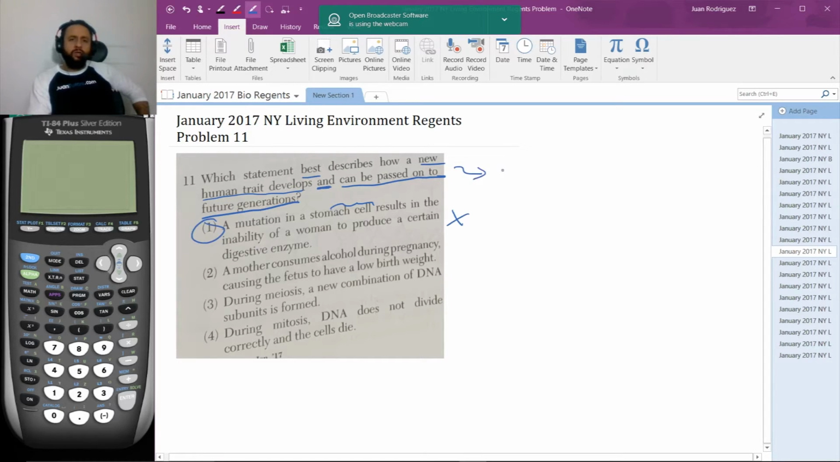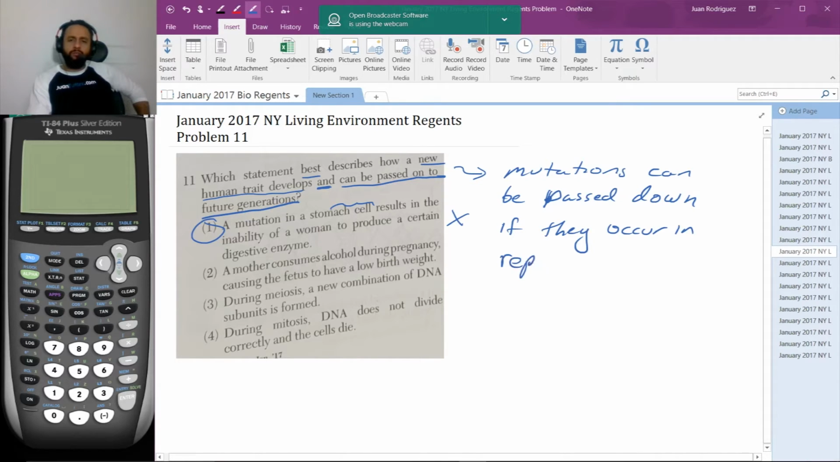In fact, all mutations that can be passed down must occur in the gametes. Mutations can be passed down if they occur in the reproductive organs, specifically the testes and ovaries.